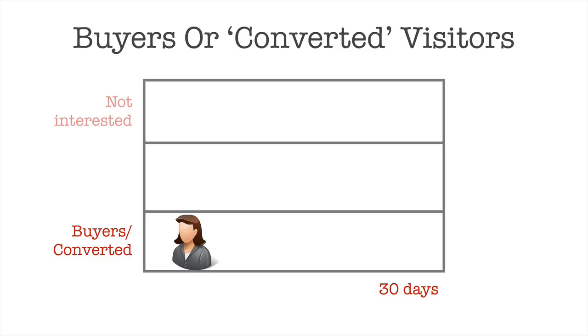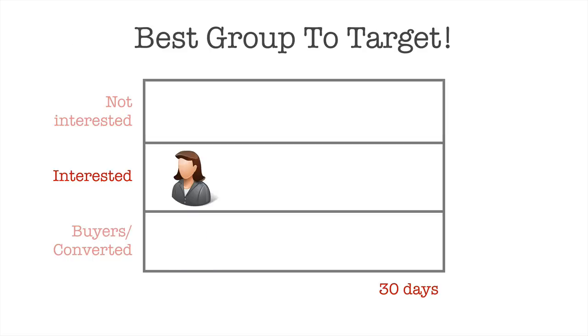In other words, people that did what we wanted them to do. Now, they're fabulous. We love them. But from a remarketing point of view, not quite as useful to us as the interested group. Remarketing, marketing again to people that generally have not yet done what we wanted them to do, is going to be a better group of people to target.